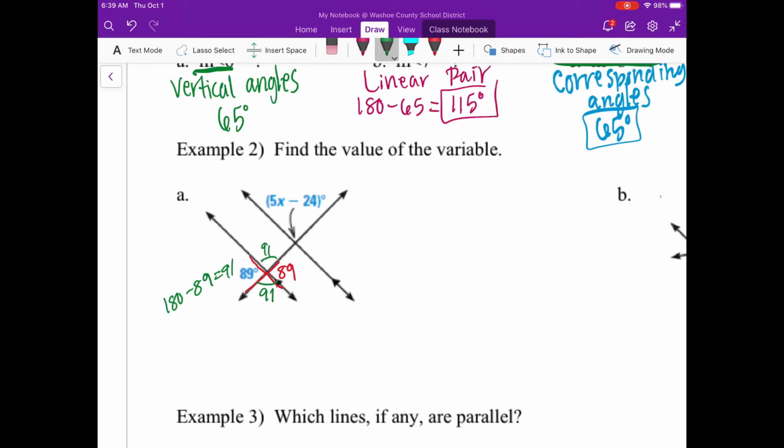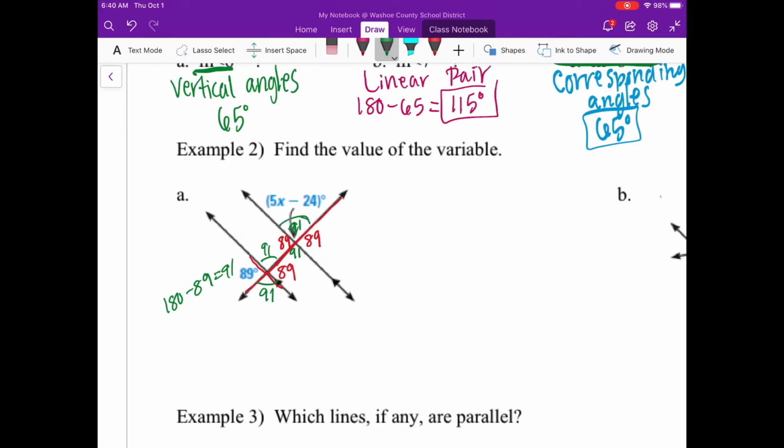And I can keep going. So because these are on the opposite side of the transversal and they're interior, this would be 89. And this would also be 91. And because these are vertical angles, this would also be 89, and this would also be 91. So they should all come together and make sense. It's one big picture. The angles are going to be repeating themselves when we are finding the measures.